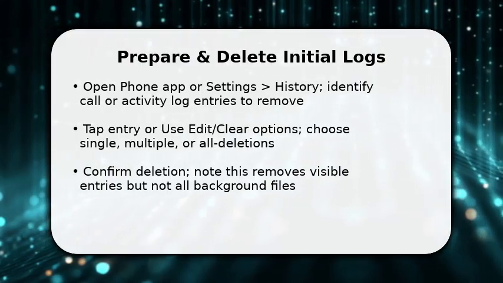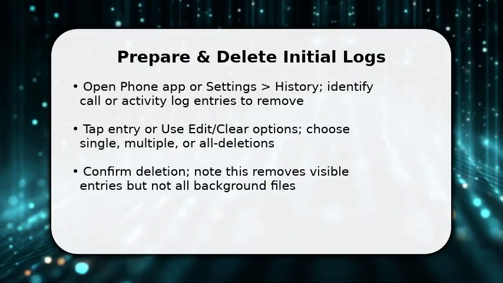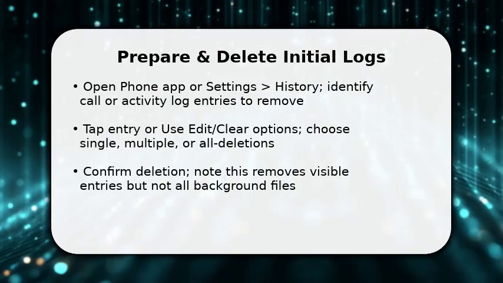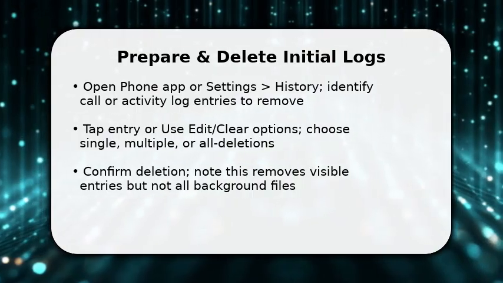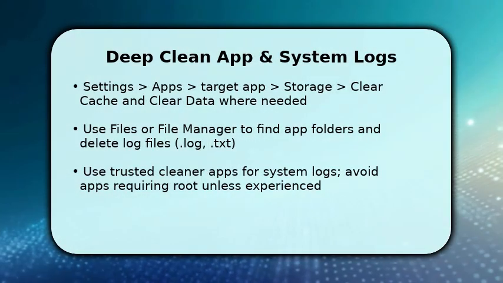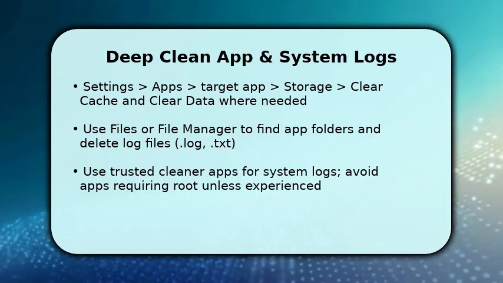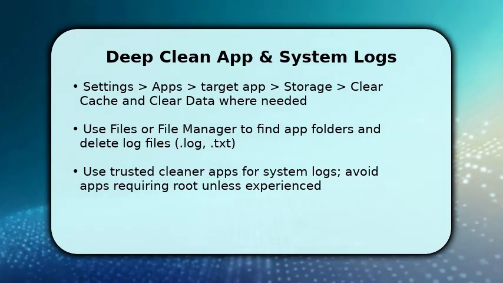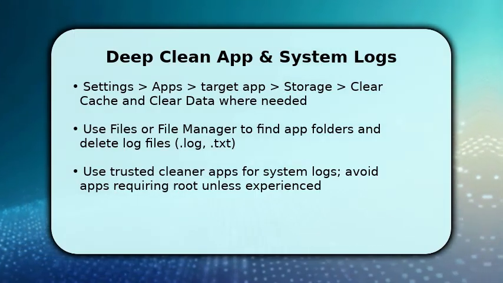Once done, make sure not to confuse this step with cache and system logs, which live separately and need deeper cleaning. Now you target the hidden files that persist after the visible list is gone. Go to Settings, Apps, pick the app that holds logs and clear cache or data to remove stored records.